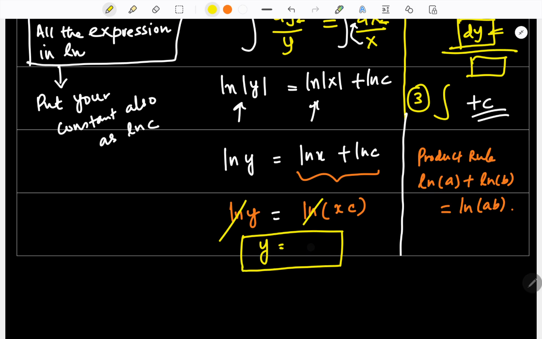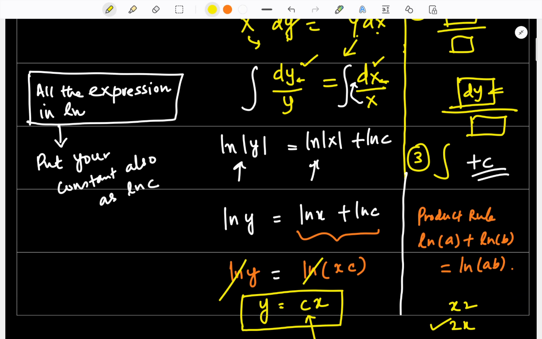Usually we don't write c at the back, we write cx, because can we write x2? No, we write 2x, right? So this is the correct form. So y is equal to cx is the solution of this differential equation. c is nothing but an arbitrary constant, but forget about the English word arbitrary. Just remember it is a constant.